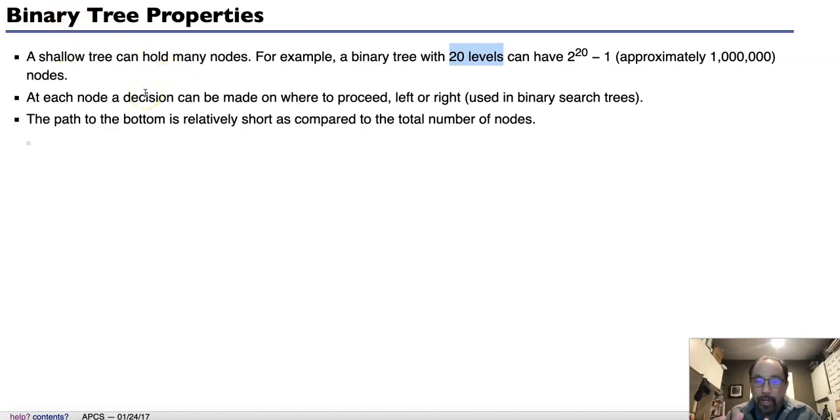So at every single node we make a decision. Is it greater? Is it less than? If it's greater, we go one way. If it's less, we go another way.